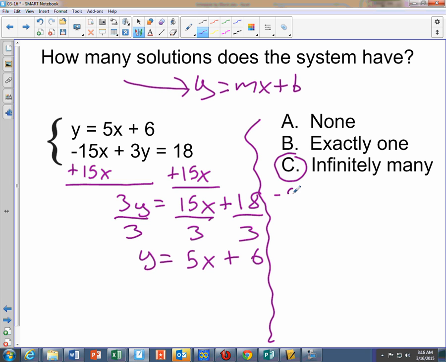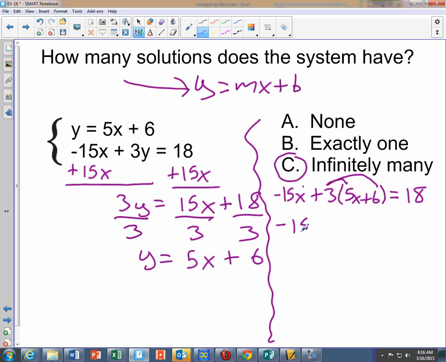So I would have negative 15x plus 3 times something. What would be this something? 5x plus 6 equals 18. What step would I do now? Distribute. Nice job, guys. 3 times 5x and 3 times 6.